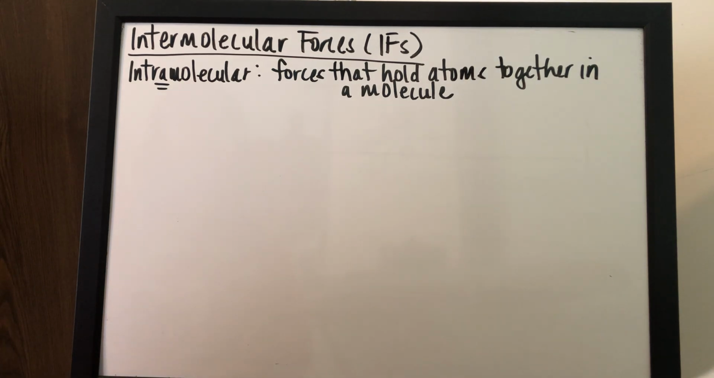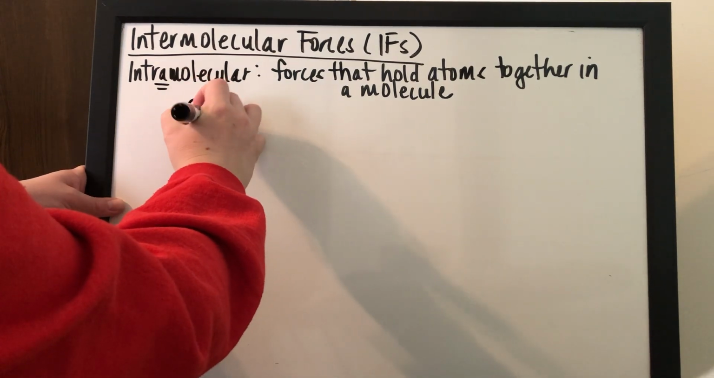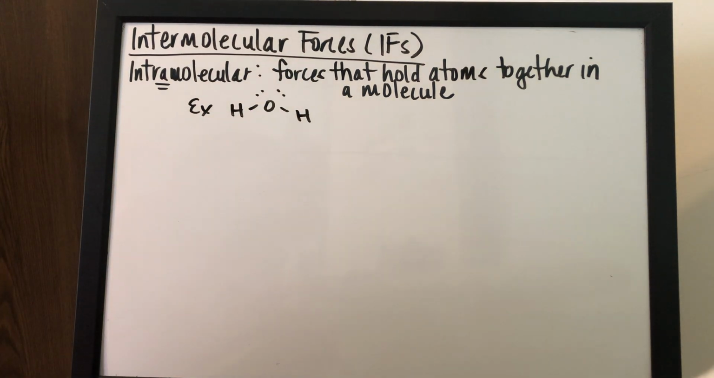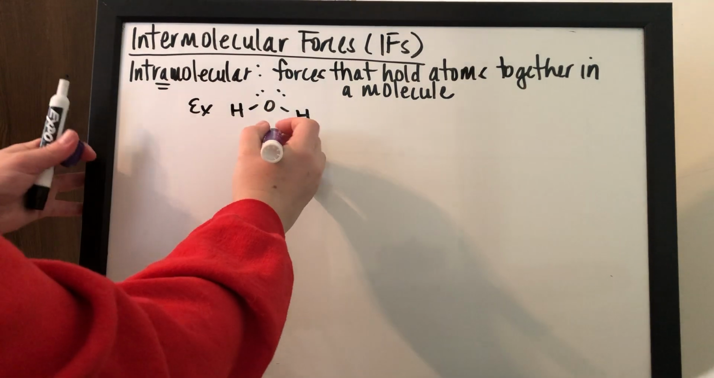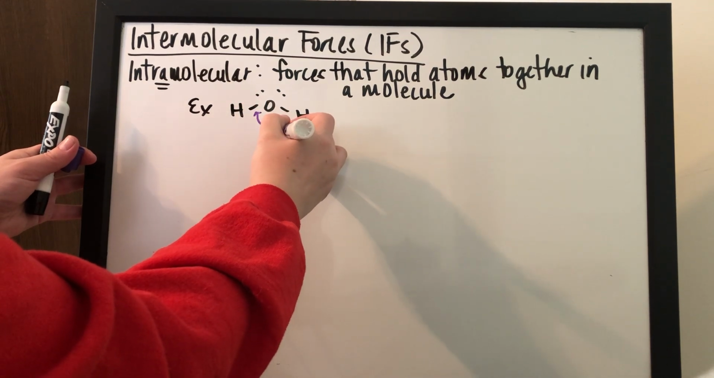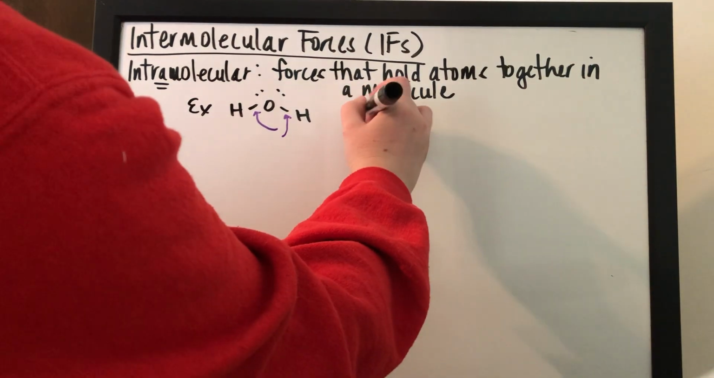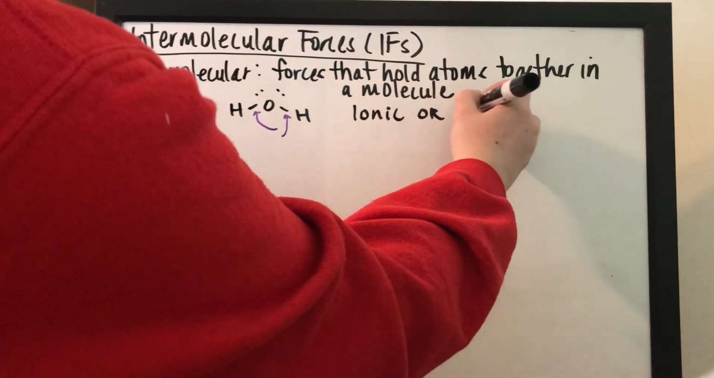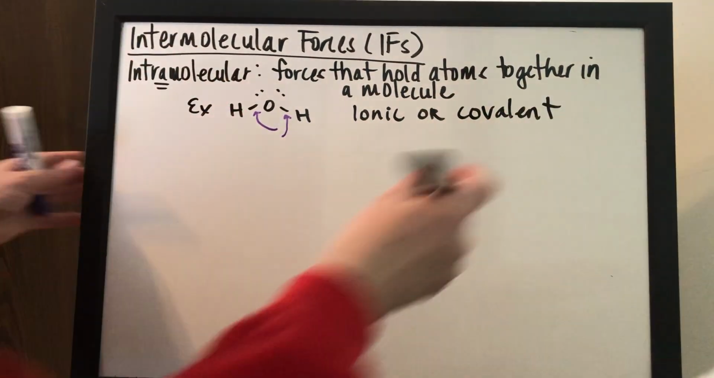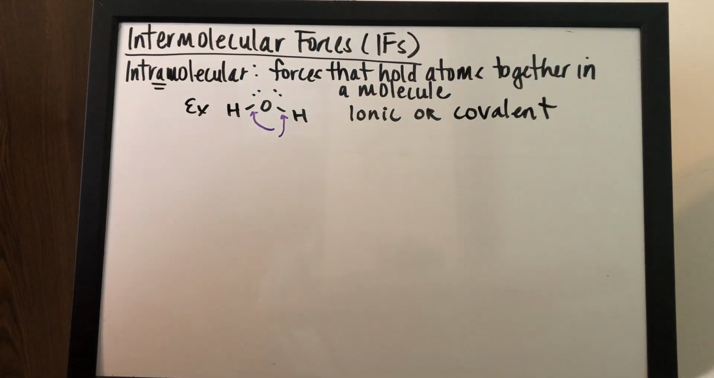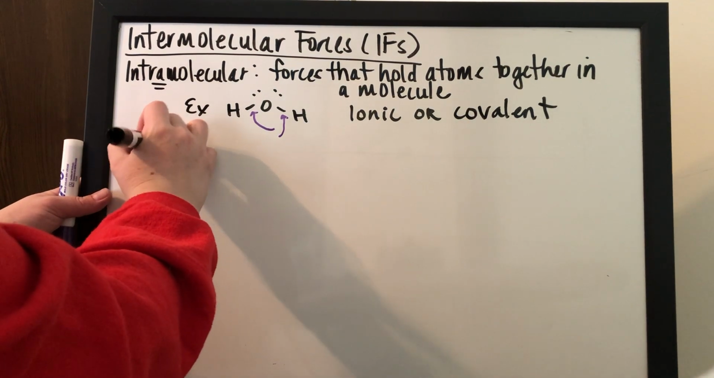If you think about water, if we're talking intra, we're talking about the force that holds this O to the H and the force that holds this O to the H, and that's a covalent bond. So intra, you pretty much have two choices. They are ionic or they're covalent. We know for the most part that ionic bonds are stronger than covalent bonds, but intramolecular forces are both very strong. Now we have inter.